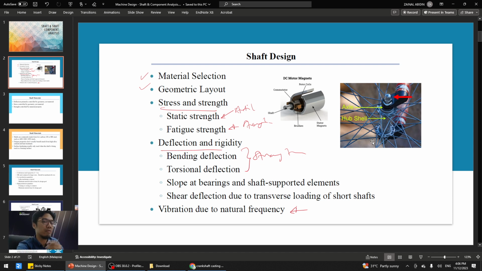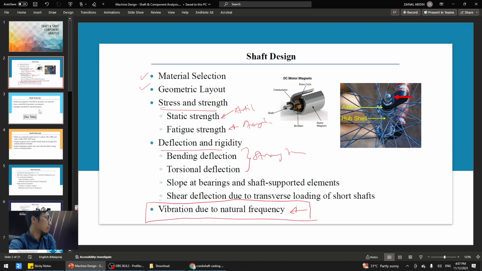Okay, every component, every type of material has its own natural frequency. So vibration is the most important thing if you are designing a component that interacts with the life of a person. Okay, life of a person.